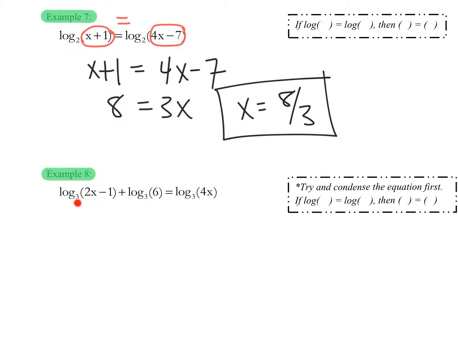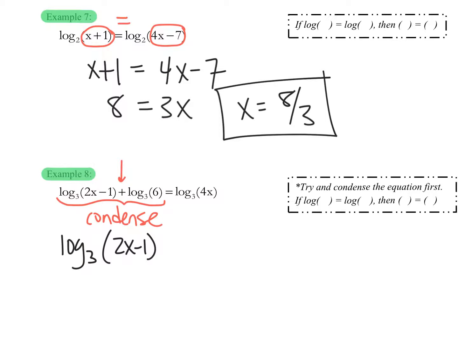Notice how we have a log and another log on one side and a single log on the other one. So the hint here is to try and condense the equation first so that it will look like example 7. What I mean by that is you can combine these using the properties of the logs that we already know. Condense. Since it's 2 logs being added together, that means that you can make it one single log by multiplying 2x minus 1 times 6, and keep the right hand side the same.